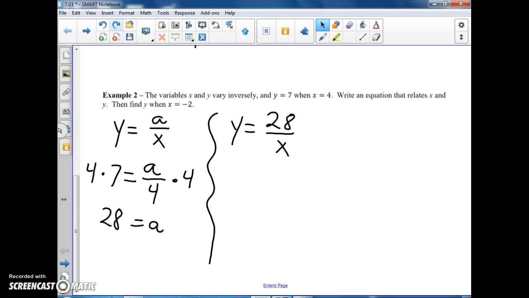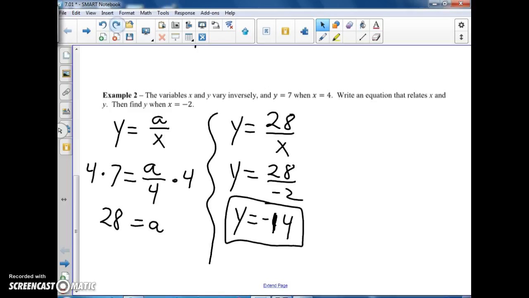Okay, and now you can solve the problem. So you want to find Y when X is -2. So what are you going to do? Take -2 and put it in for X, substitute it in for X. Right, take -2, substitute it in for X. There we go. And so how much will Y equal then? -14. You got it. That's how you do it.